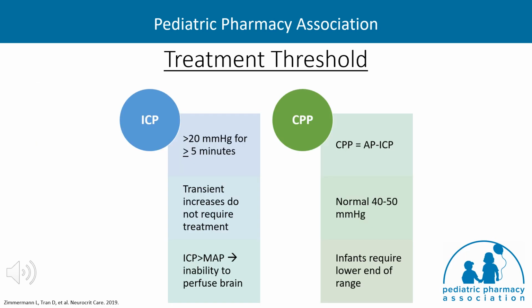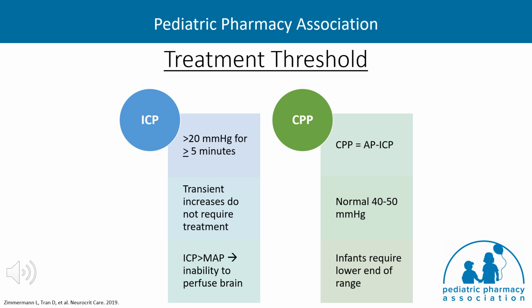There are thresholds for treatment that we think about. For ICP, the threshold is anything greater than 20 millimeters mercury for greater than 5 minutes. Transient increases of this do not require treatment. However, if the ICP is greater than the patient's MAP, then that indicates an inability to perfuse their brain.